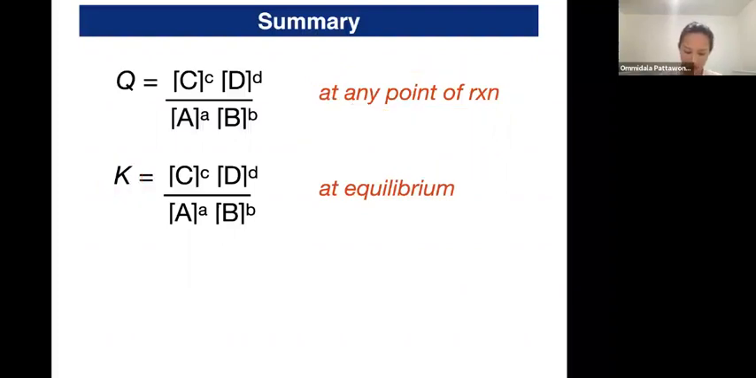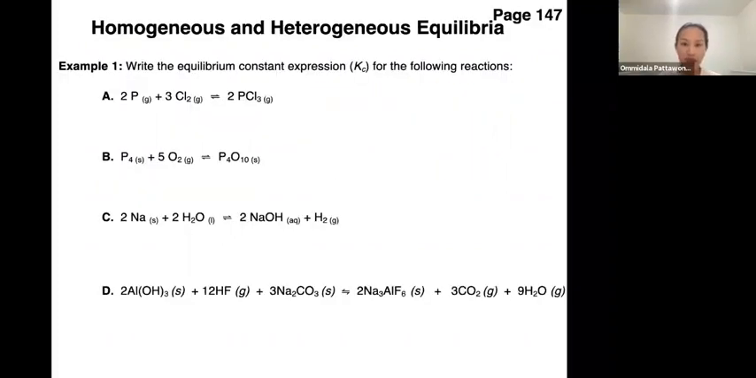Okay, the next thing we're going to take a look at is the heterogeneous equilibrium. In the previous slides, the reactions I gave you contained only one physical state. For example, if it's aqueous, it's aqueous throughout. If it's gas, it's gas throughout. Now, the reactions I'm going to show you next are a mix of several physical states of the substances. Let's take a look at A real quick.